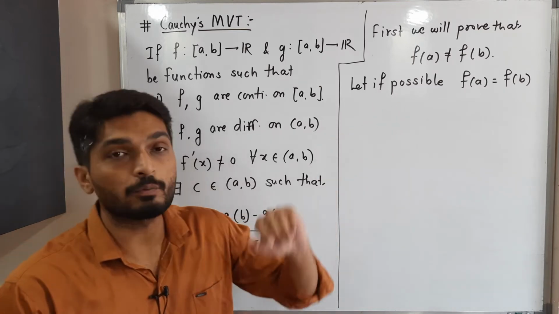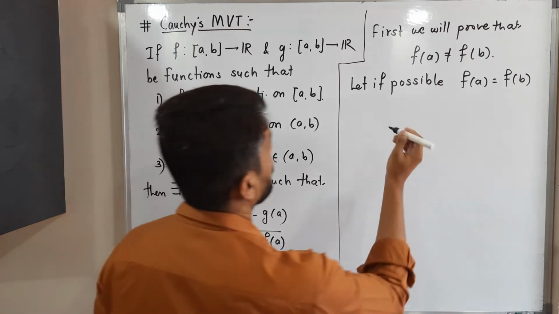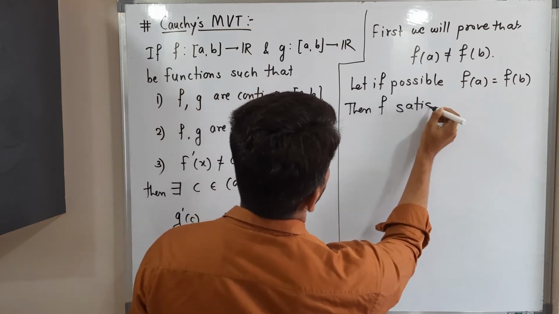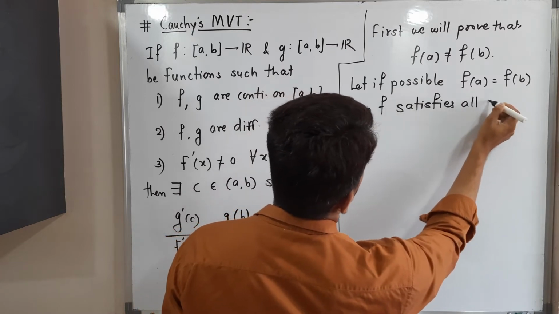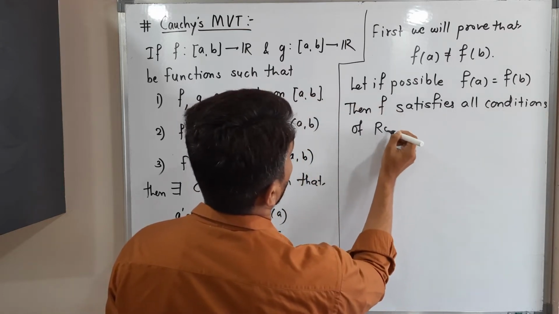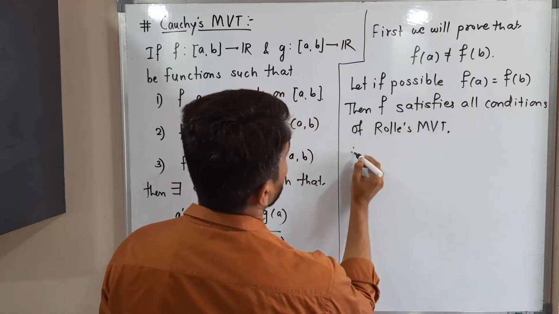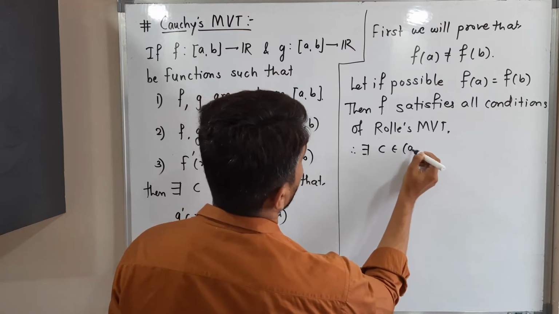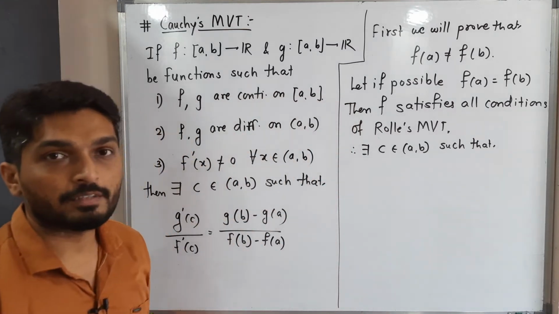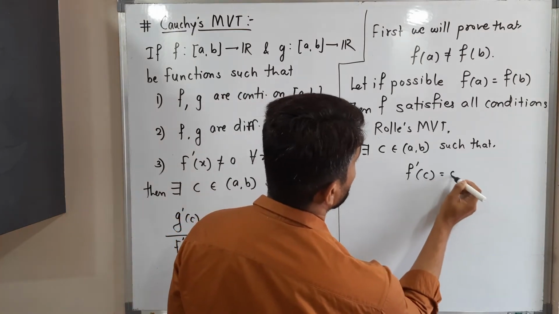So if f of a is equal to f of b, we can say f satisfies all conditions of Rolle's mean value theorem. So then f satisfies all conditions of Rolle's mean value theorem. Therefore, by Rolle's mean value theorem, we can write there exists some point c belongs to open interval (a, b) such that f dash of c is equal to 0.